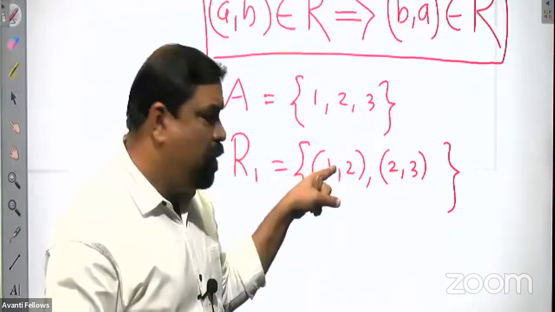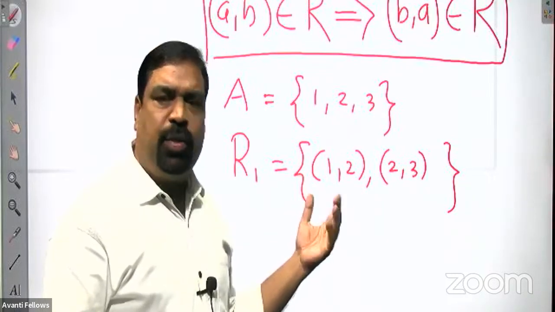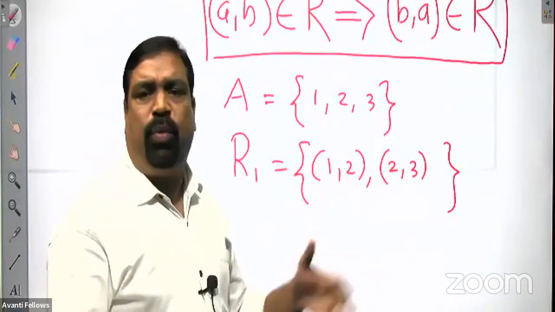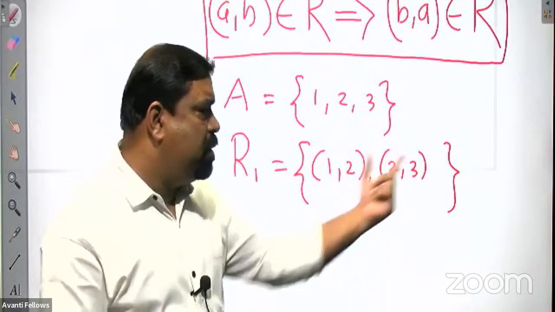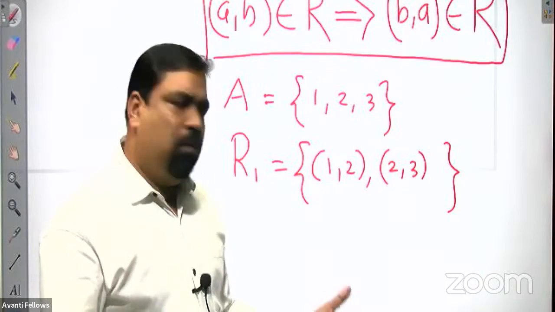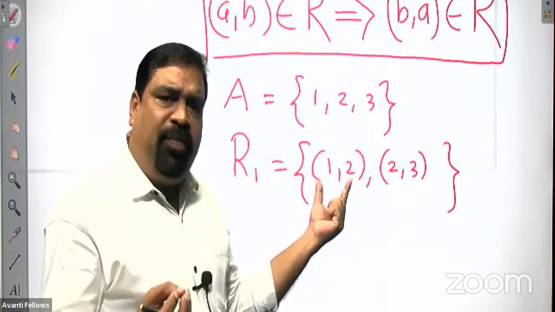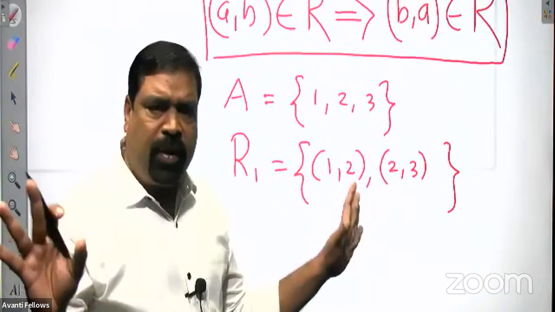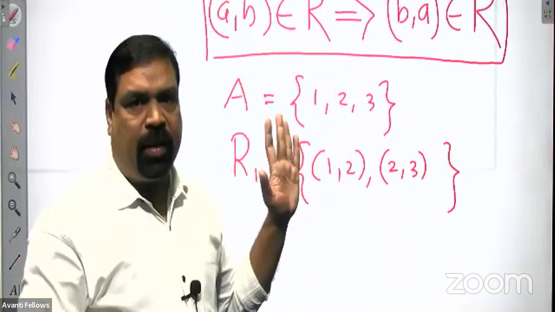Now, what about symmetric? (1, 2) is there, you can see very clearly, but (2, 1) is not there. So it is not symmetric. There itself it fails. Then again, (2, 3) is there but (3, 2) is not there. That means again it is not symmetric. So if the property fails somewhere, that means it fails. So it is not a symmetric relation.